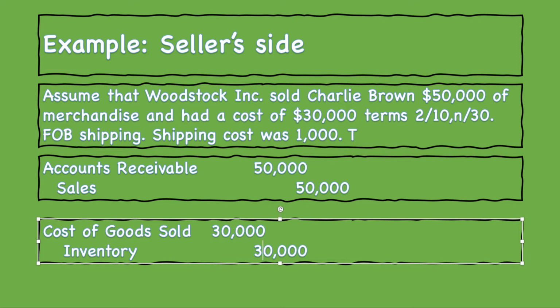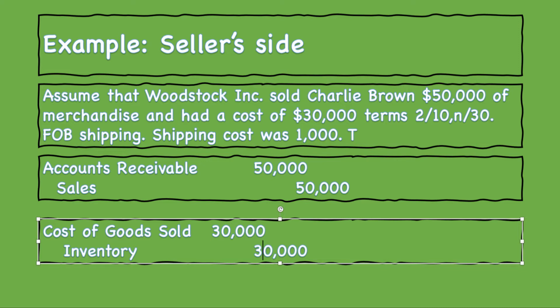The second journal entry is to recognize the cost of that inventory. Well, how much did that inventory cost Woodstock? Again, we're Woodstock. It cost us $30,000. So we had to buy this merchandise from maybe a manufacturer, okay? That manufacturer sold us that merchandise for $30,000. We then are going to turn around and resell it to Charlie Brown company, obviously for more money, right? Because we need to make a profit.